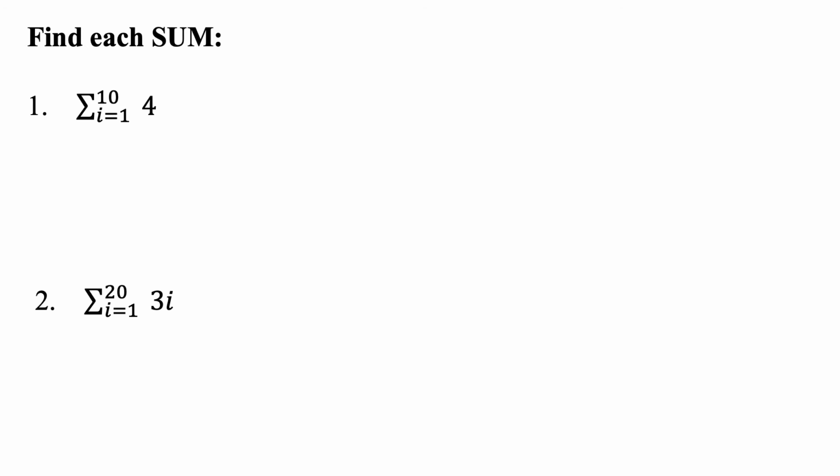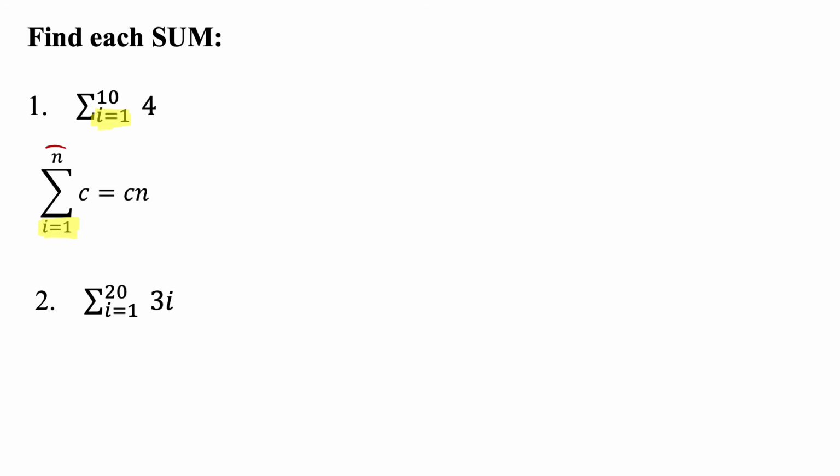Okay, so we're going to work through a couple together using both the properties and the formulas, so make sure you have those nearby. Number one, we're looking at the sum from when i equals 1 until 10 of 4. 4 is just a constant, so we can go ahead and use that formula. The sum from when i equals 1 to n of c is just equal to c times n. So before we jump right in and use it, let's first confirm that we start at i equals 1, and we do, so we can go ahead and move forward.